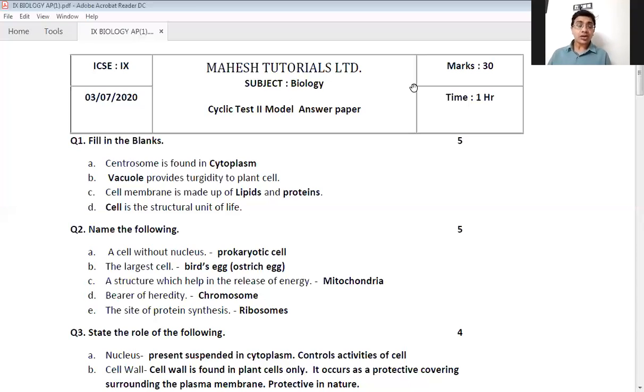The last one in the name the following is the site for protein synthesis, right? The correct answer is ribosomes. Ribosomes are the ones which manufacture proteins, and that is why they are known as the sites for protein synthesis.